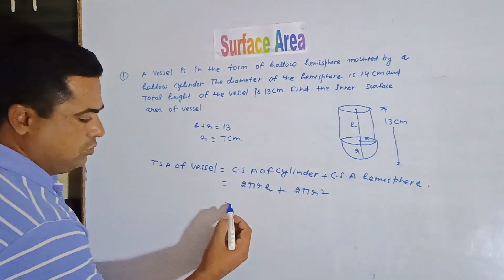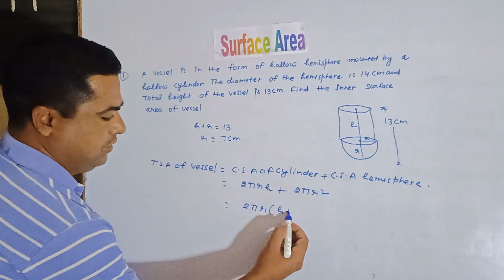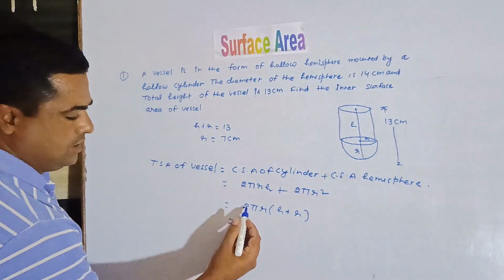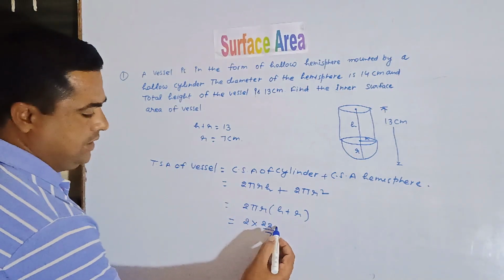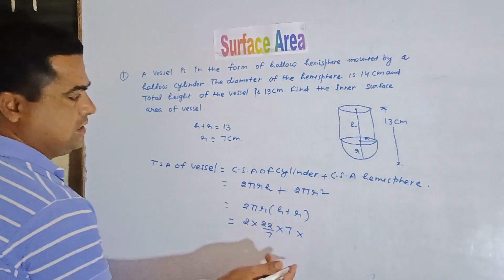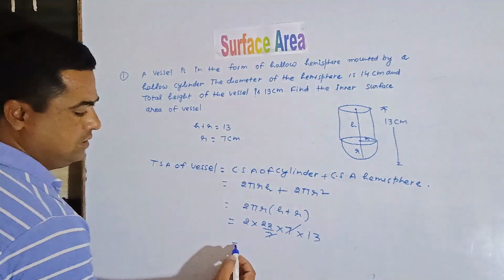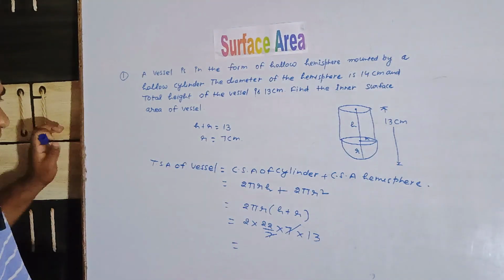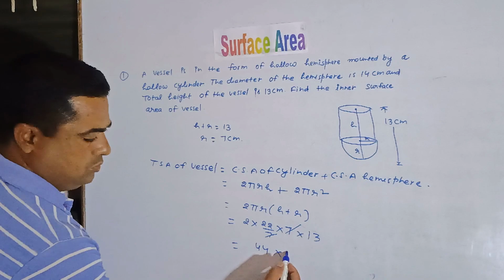Now what is common in both the parts? We can see here 2 pi r is common. In bracket we can write h plus r. Now the value of pi is 22 by 7, and the value of r is 7, and h plus r you can see here is 13. The 7s cancel out. We will multiply.